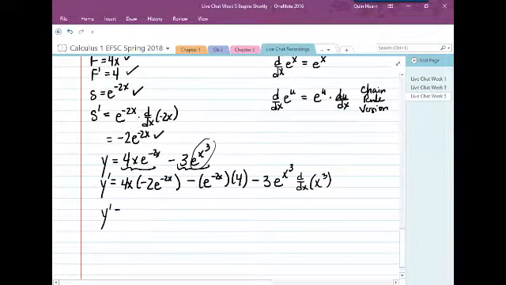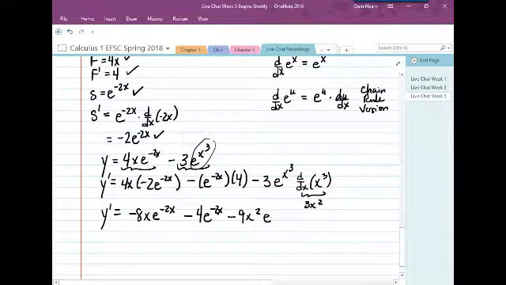So we have y prime equals, let's clean this up a bit, negative 8x e to the negative 2x minus 4e to the negative 2x. And then the derivative of x cubed here is 3x squared. So if you multiply that times negative 3, you get negative 9x squared e to the x cubed.